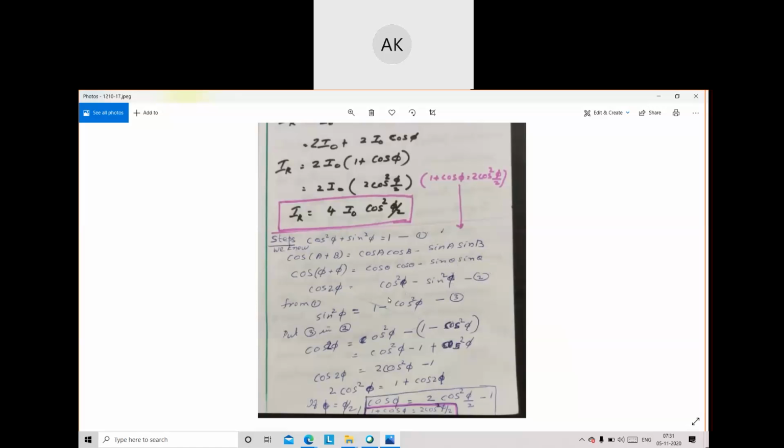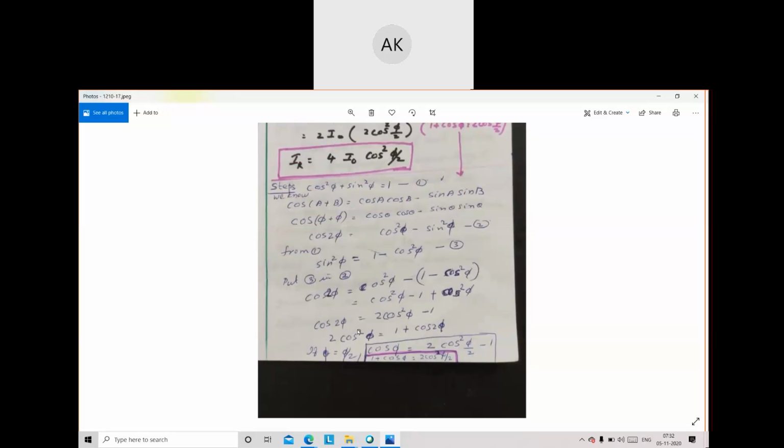And from 1, we can write sin square phi is 1 minus cos square phi. Putting 3 in 2, in the place of sin square phi, you write 1 minus cos square phi. So cos square phi minus 1 plus cos square phi, that is 2 cos square phi minus 1. So cos 2 phi equal to 2 cos square phi minus 1. Therefore, 2 cos square phi equal to 1 plus cos 2 phi. Okay.